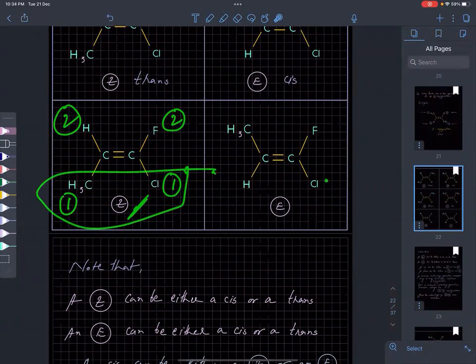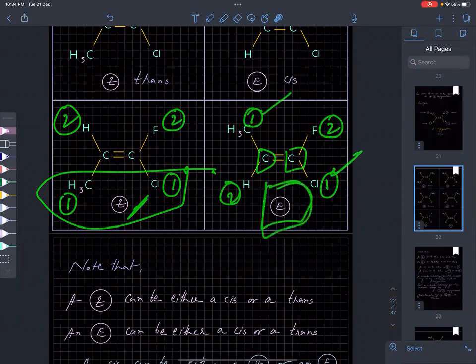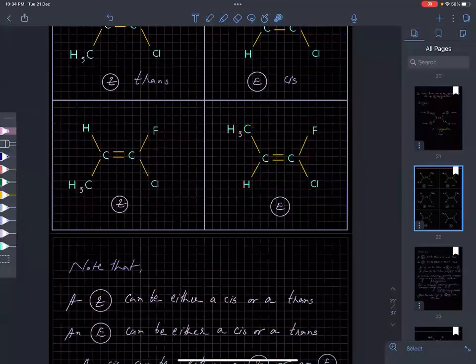What about this? Number 1 and number 2: for this carbon, chlorine is number 1, and for this carbon, fluorine is number 2. Number 1 and number 1 are on the opposite side. That's why it is E. Clear? And what about cis and trans? They don't exist.